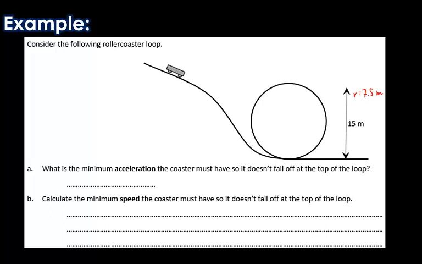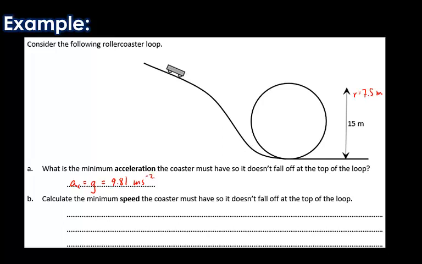So the first thing it asks us to do is calculate what is the minimum acceleration the coaster must have so it doesn't fall off at the top of the loop. Well, if its centripetal acceleration is exactly equal to the acceleration due to gravity, that's when it won't fall off. So basically, a_c equals g, or 9.81 meters per second squared.